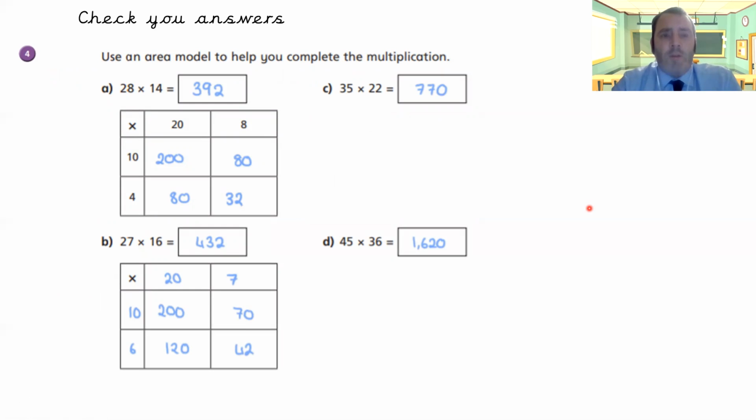So 28 times 14 is 392. 27 times 16 gave us 432. For C, 770. And for D, 1,620.